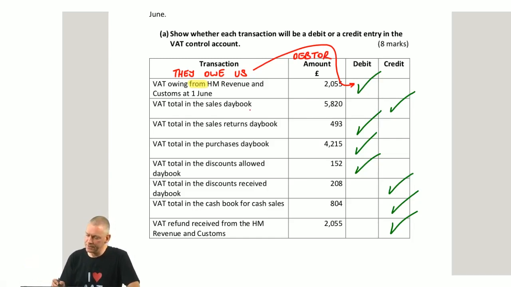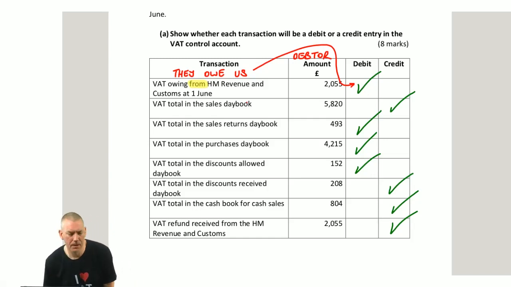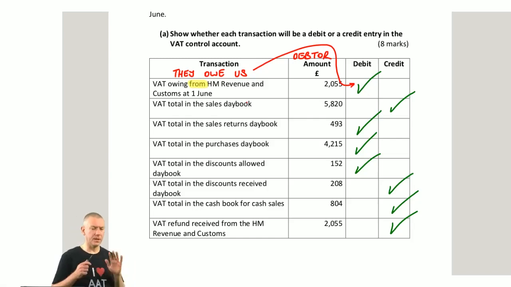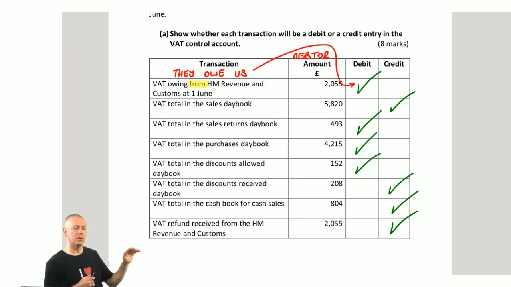VAT total in the sales day book. Now, I think now is the time to introduce that tricky idea. The point at which we owe the authorities, HM Customs and Excise, is the point at which we deliver to them, the invoice point as it's known, the point of delivery.